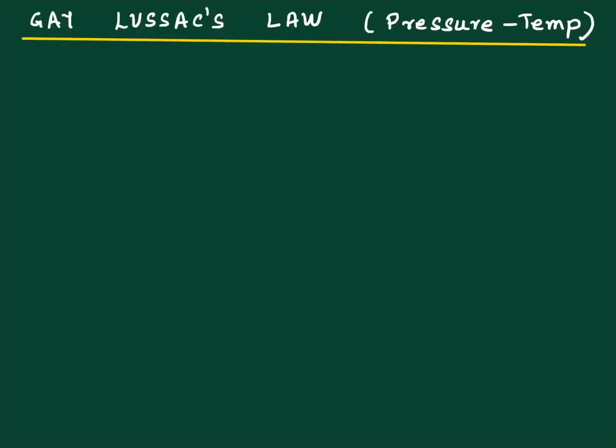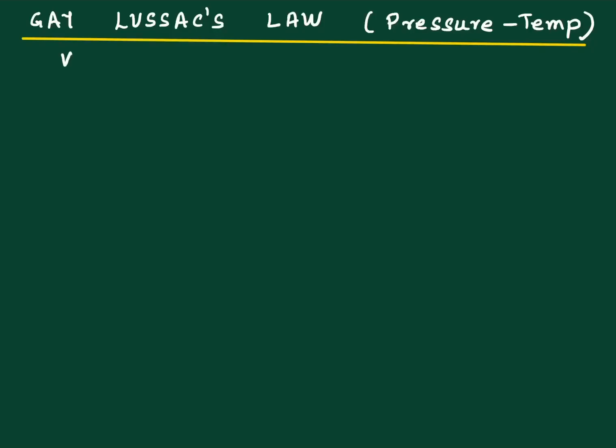In the meantime, I shall also introduce another law to you, which is called Gay-Lussac's law, or the pressure-temperature relationship. Now, this particular law is a derivative from Boyle's law and Charles' law because we have correlated volume and temperature. So, we can also correlate pressure and temperature.